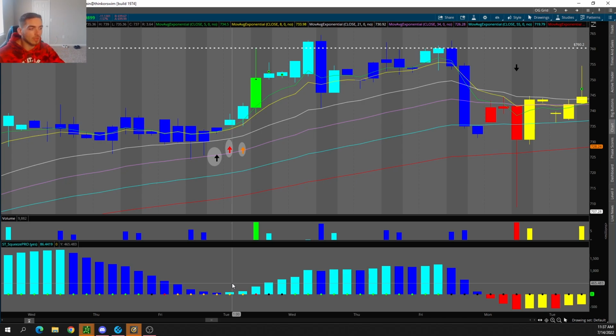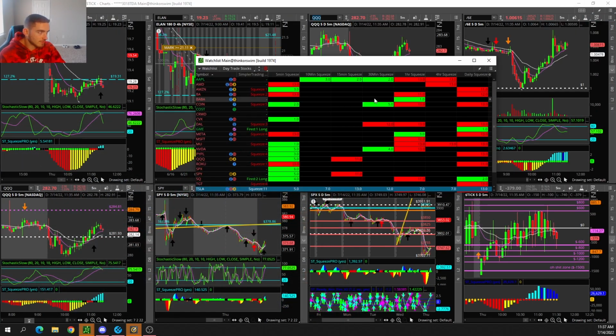So I'm always looking for red dots, and that's specifically why I have this right here, which basically shows me where the squeezes are. Apple's in a 4-hour squeeze, AMD is in a 4-hour squeeze. We have a bunch of 1-hour squeezes.